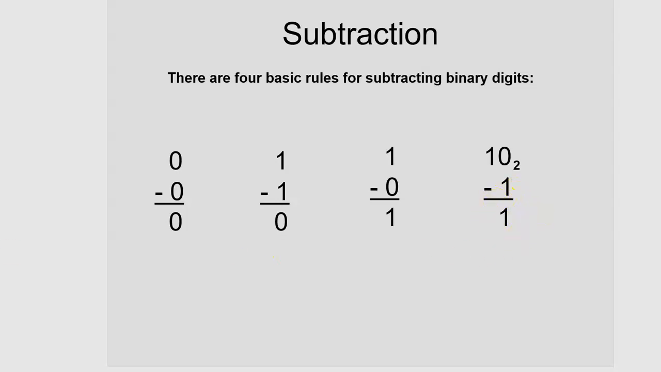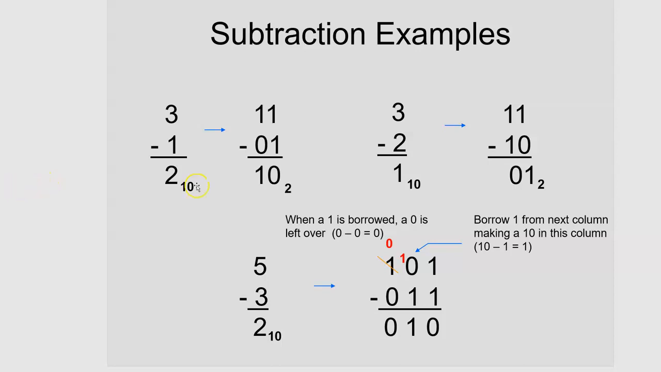So take a look at these rules, and let's apply these to some basic examples. So I have a binary 3 and a binary 1. Of course, 3 minus 1 is 2 in base 10. Well, in base 2, I have a 1, 1 minus a 0, 1. If I apply the rules, a 1 minus a 1 is a 0, and a 1 minus a 0 is a 1. This number 1, 0 in binary represents 2 in base 10. So you can see that the basic rule works.